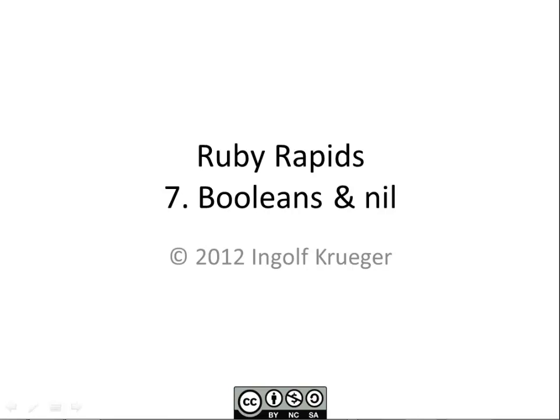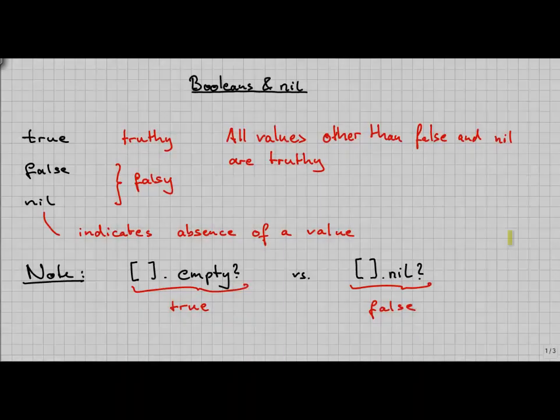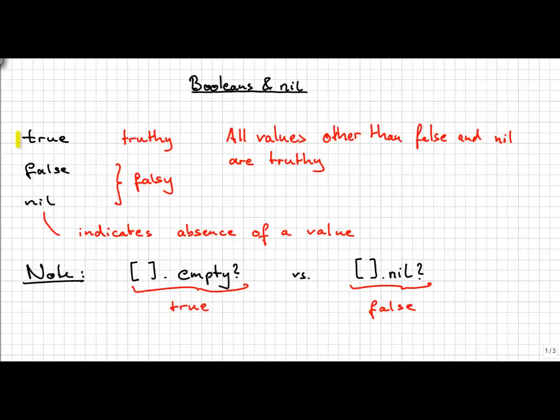Now we'll have a look at Booleans and nil. We need those to take decisions in our programs and to control the program logic. And that's what we'll be looking into next. In Ruby, true and false are the Boolean values.